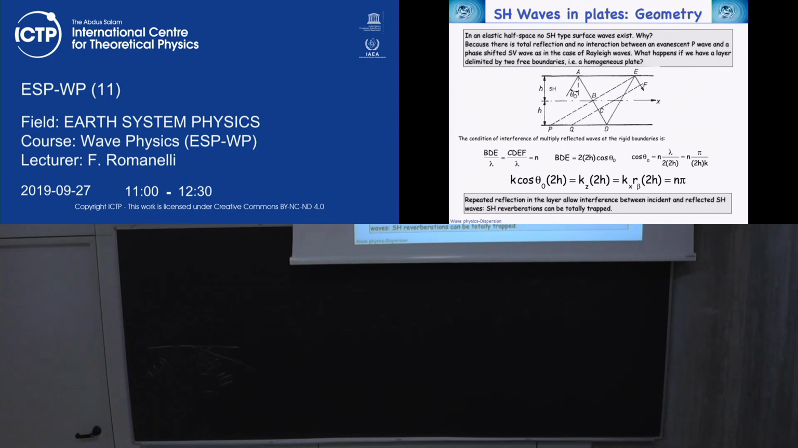What we're going to write is a condition of interference between the multiply reflected waves. We can do it in two ways. First, geometrical. The answer is here. But actually, it's part of your last homework since next Monday. So we'll be very quick here because it's your homework.